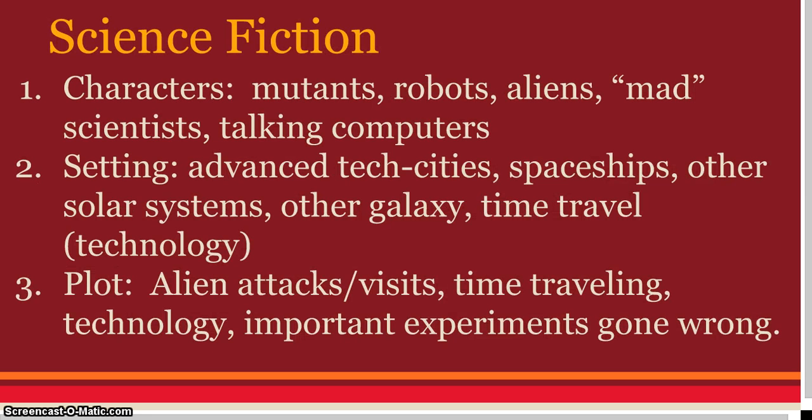Science fiction. Science fiction characters include mutants, robots, aliens, mad scientists, or talking computers. They're always set in advanced tech cities, spaceships, other solar systems, other galaxies, time travel, and they always include some type of technology. The plot can include alien attacks, visits from aliens, time traveling, technology, important experiments gone wrong. Some of the most popular science fiction books that were read by our readers in Project 20 last year were Divergent and The Hunger Games.